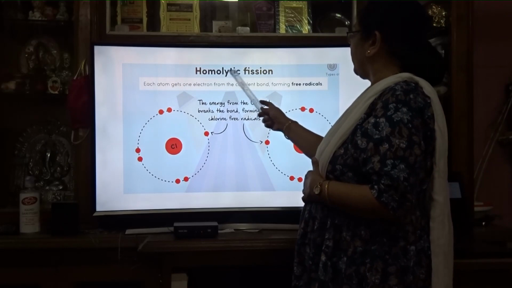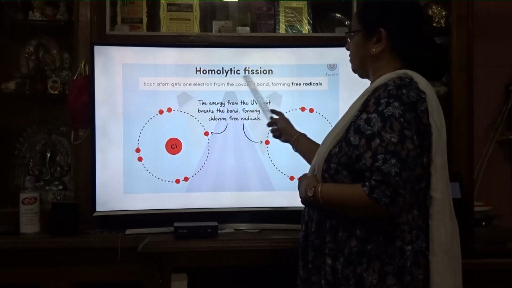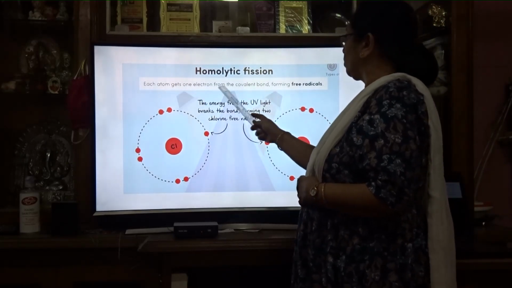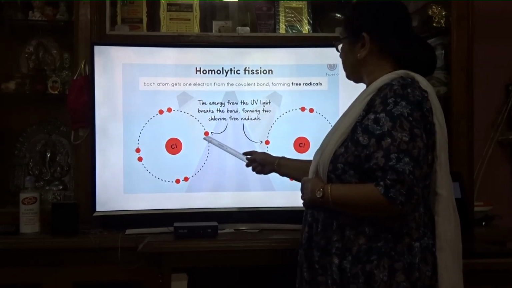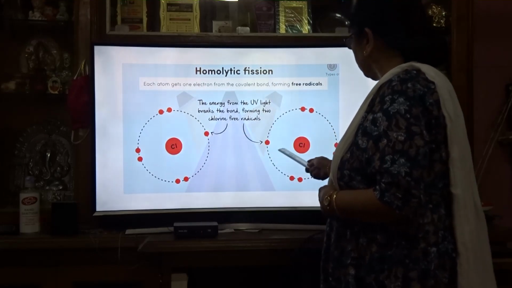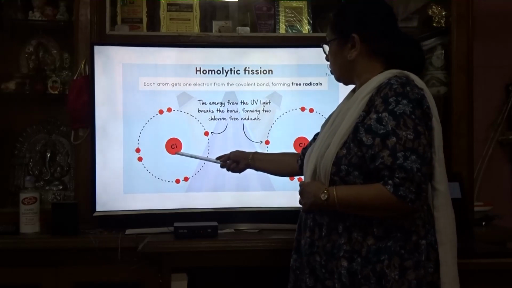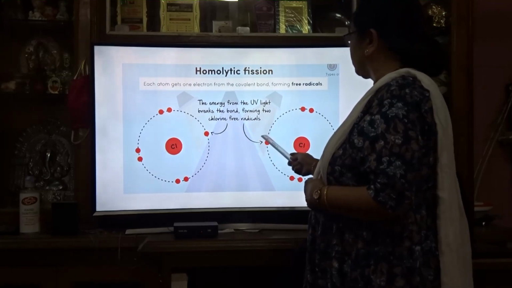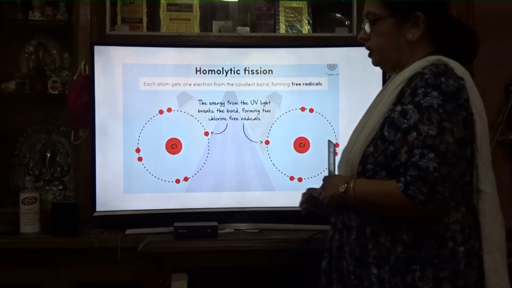First, homolytic fission or homolytic cleavage. Each atom gets one electron from the covalent bond, forming free radicals. See chlorine here, this is the cleavage of a chlorine molecule. Cleavage is taking place and each chlorine is getting a free radical.